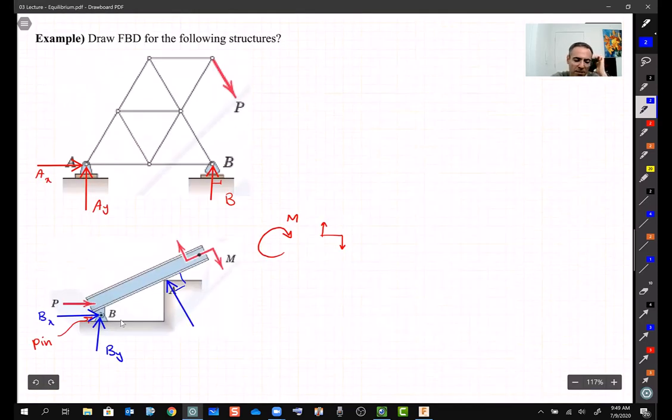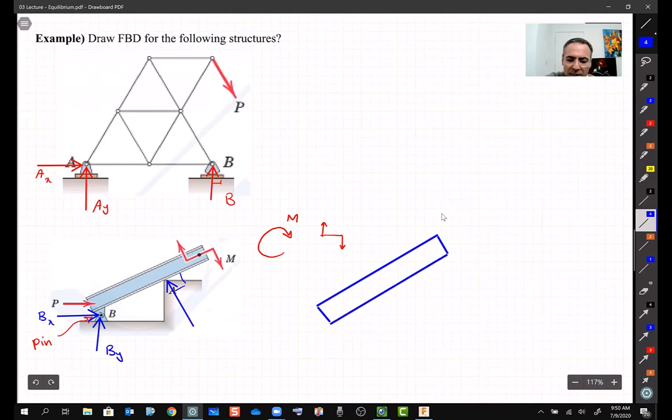So that's the free body diagram for this beam. Sometimes if we don't want our pictures to get messy, I suggest you draw the main structure, the beam, somewhere on the side so you don't get confused, and nicely draw the free body diagrams for that. But you can draw it on the same picture as well.